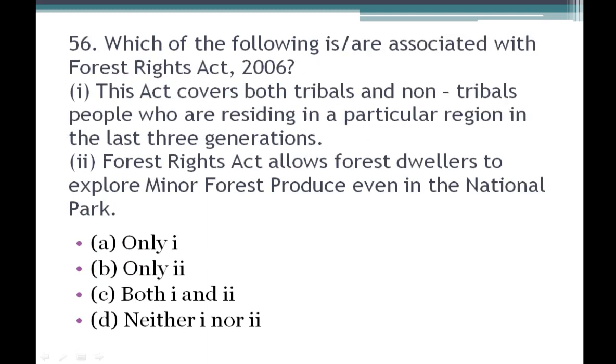Question number 56. Which of the following is or are associated with Forest Rights Act 2006? Number 1. This act covers both tribals and non-tribals people who are residing in a particular region in the last 3 generations. Number 2. Forest Rights Act allows forest dwellers to explore minor forest produce even in the national park. So the correct answer is option C, that is both 1 and 2.